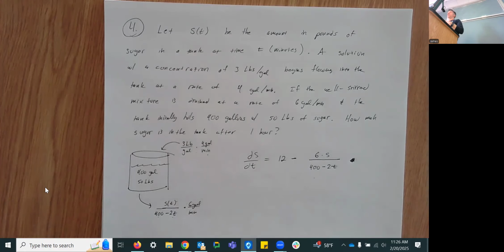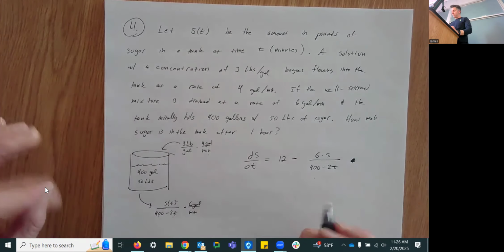More generally, as a blanket statement, if your rate in is different than your rate out, you cannot do it as separable. You have to use the first order linear. Great. It's nice not to have choices sometimes. Sometimes it's terrible. So we're going to rewrite this so we can do it as a first order linear.